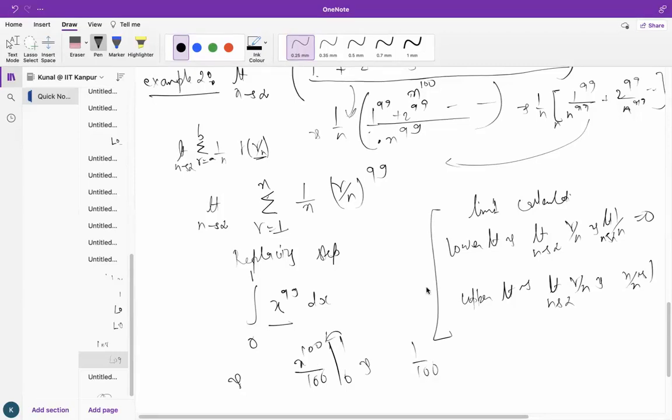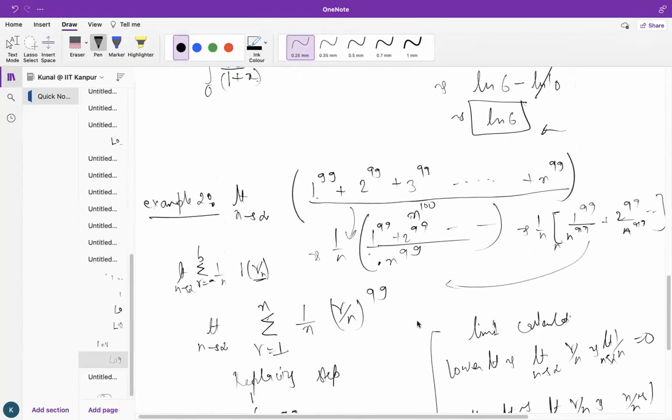So let's look at our question once more, and at our summation value. Then you realize, look at these numbers: 1 to the power 99, 2 to the power 99, 3 to the power 99. They're big numbers.